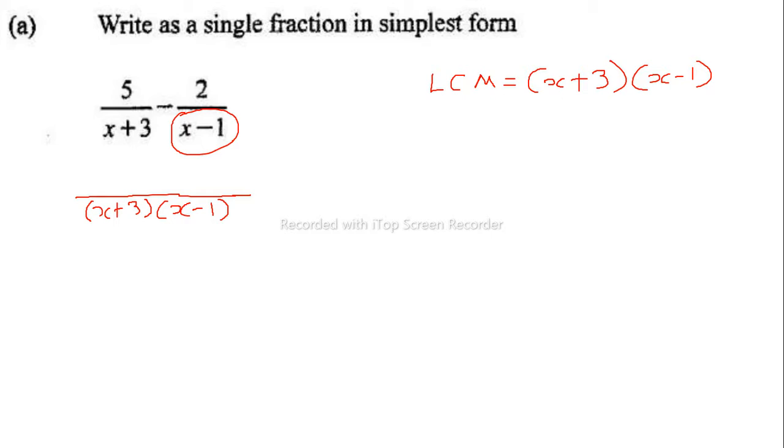Do you mean the 5 times the x minus 1 right there? No. I'm asking, what times x minus 1 is going to give us x plus 3 times x minus 1? Notice we already have this factor. What is the missing one that we don't have? For this denominator, we only have x minus 1. What we need is x plus 3. And so that means that we have to multiply.